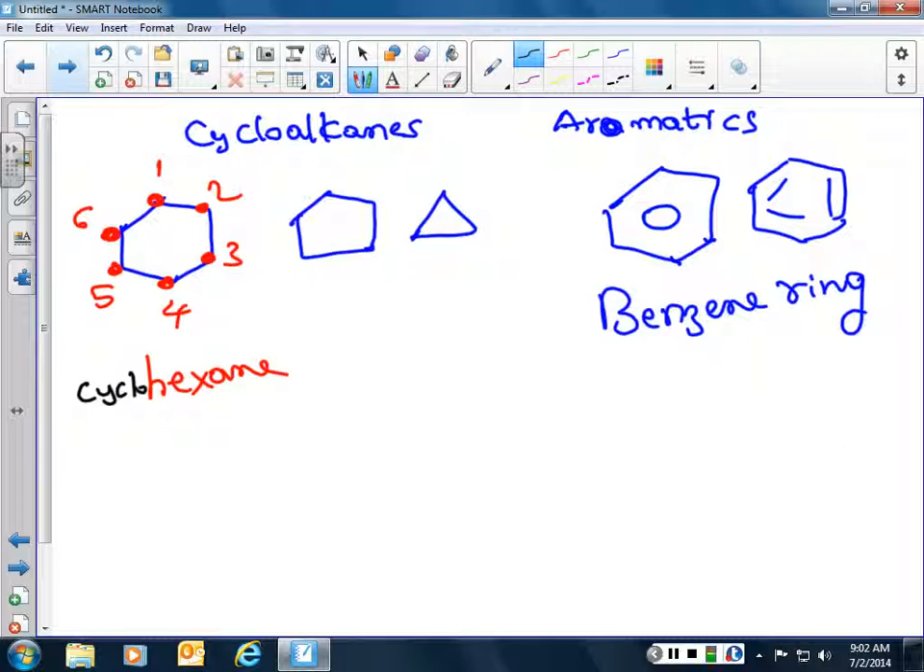Can you try the next one? Cyclo because ring. Pent because it's 5 carbon. Ane because all are single bond. Correct?